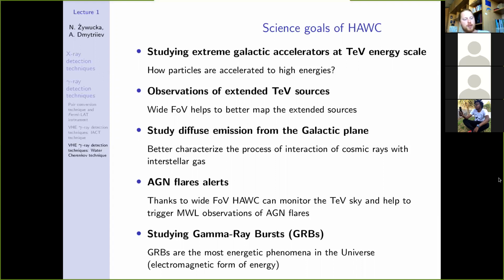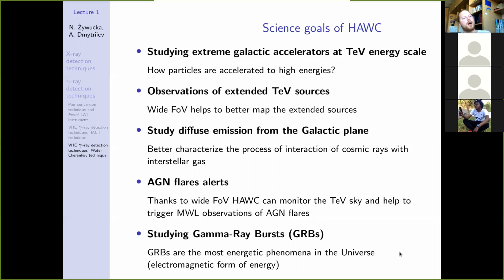So HAWC, which is observing all the time, so you can see in the data whether from that region on the sky and at that specific time and position there was gamma ray activity.